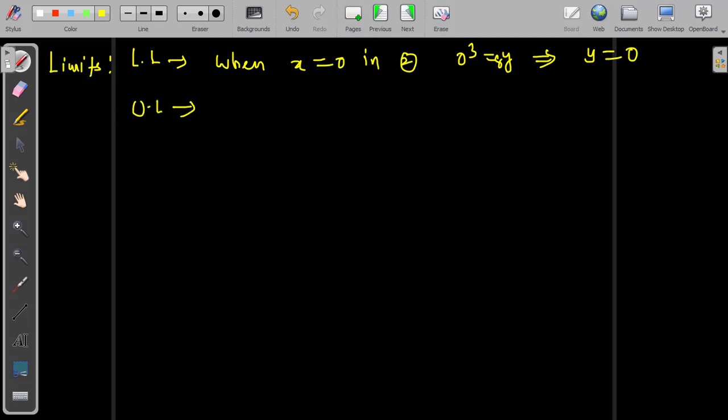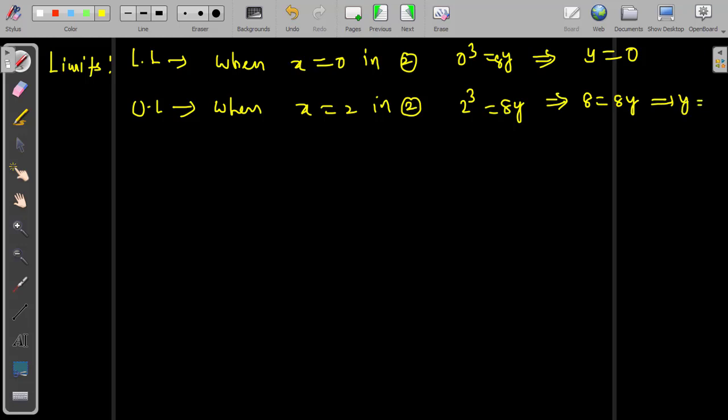The upper limit is when x equals 2 from equation 1. Substituting x equal to 2 in equation number 2 gives 2 cube equal to 8 times y, so 8 equals 8y. From this we get y equal to 1. Therefore the limits for y are 0 to 1.